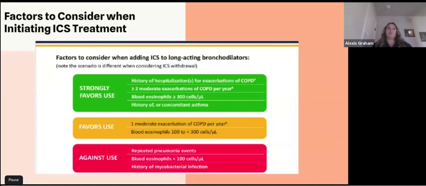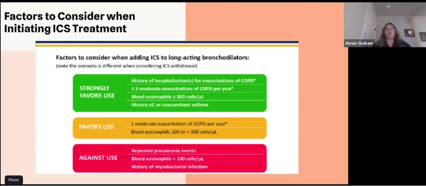Some factors to consider when initiating ICS treatment. You're going to want to get the history of hospitalizations or exacerbations of the COPD patient. And then if it is greater than or equal to 2 moderate exacerbations of COPD per year, you're going to want to know if their eosinophil count is greater than or equal to 300 cells. And then if they have a history of asthma, you're going to want to know that too.